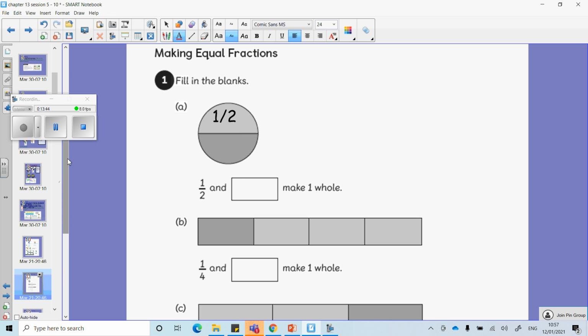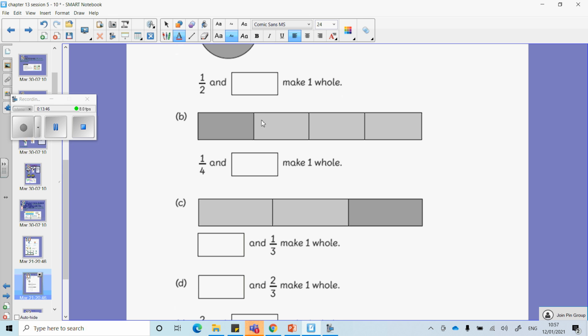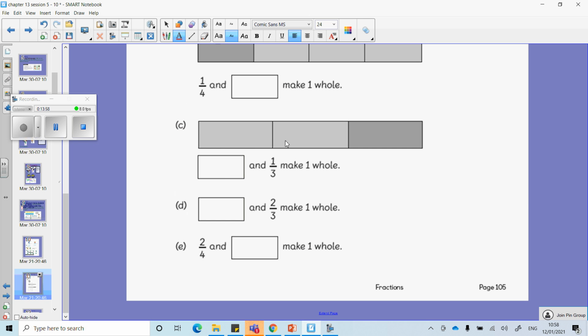Now we've got more questions which are similar to that. This one is asking you about quarters. 1/4 and something else make 1 whole. And then down at the bottom we've got some about thirds. These last 2 questions, D and E, don't give you a picture. So if you want to draw yourself a little picture, then do that. You could use a rectangle model like this.